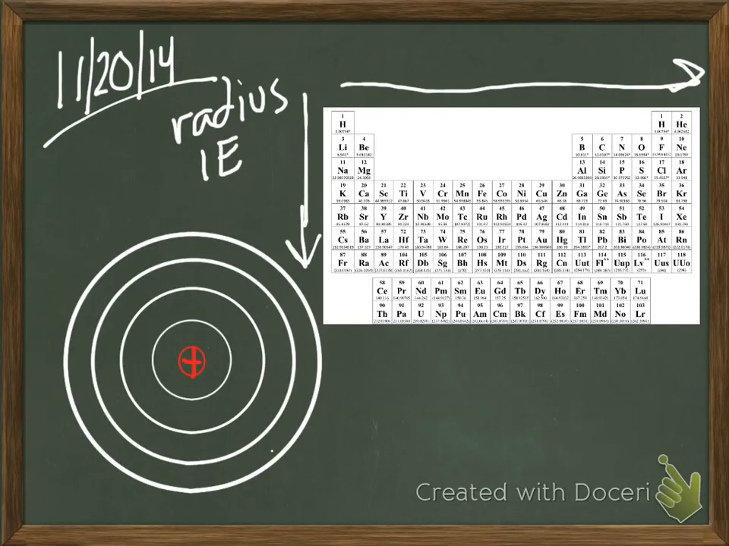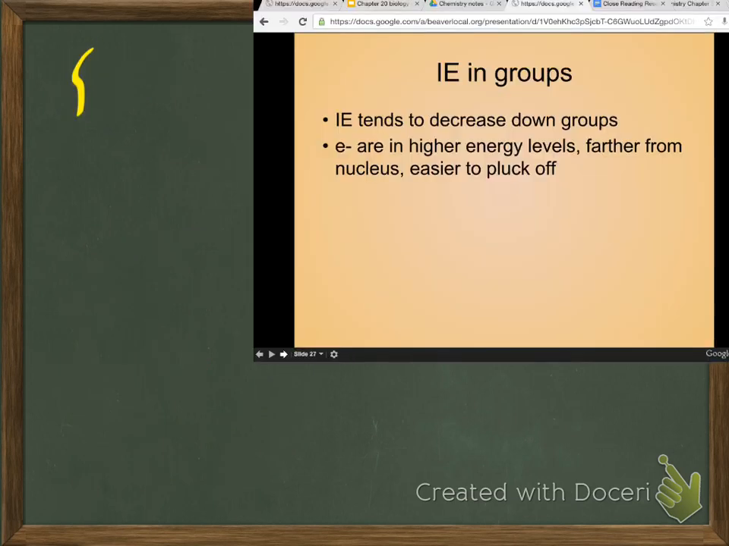As we go down a group, of course, radius increases, and you know that ionization energy would decrease because those valence electrons are held at locations further out from the nucleus. The nucleus can exert less of a pull, they're more loosely held, and so it's easier to strip them off. That's where we talk a little bit about IE in groups.